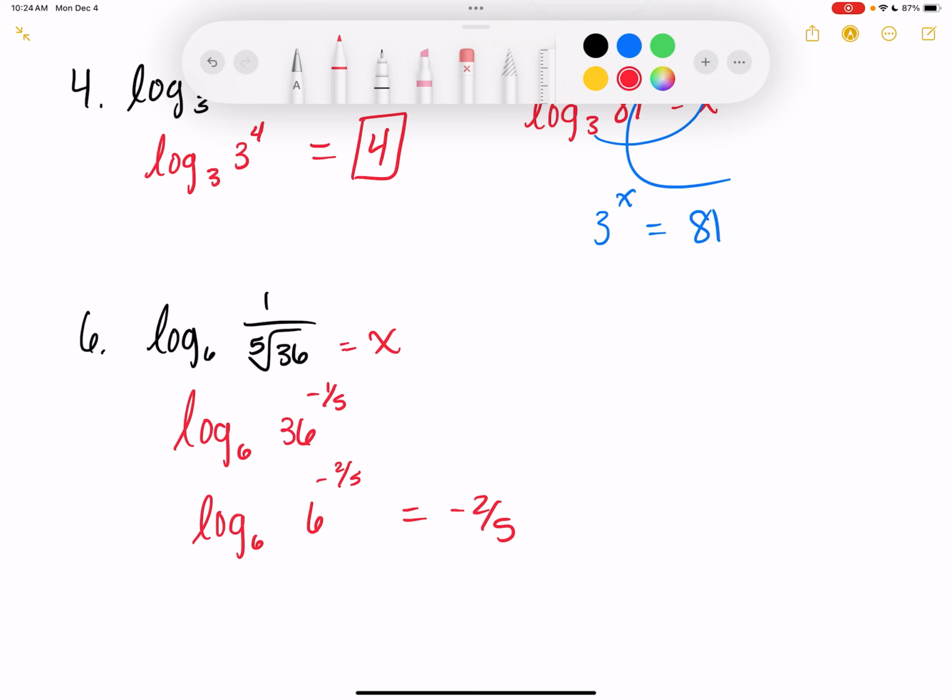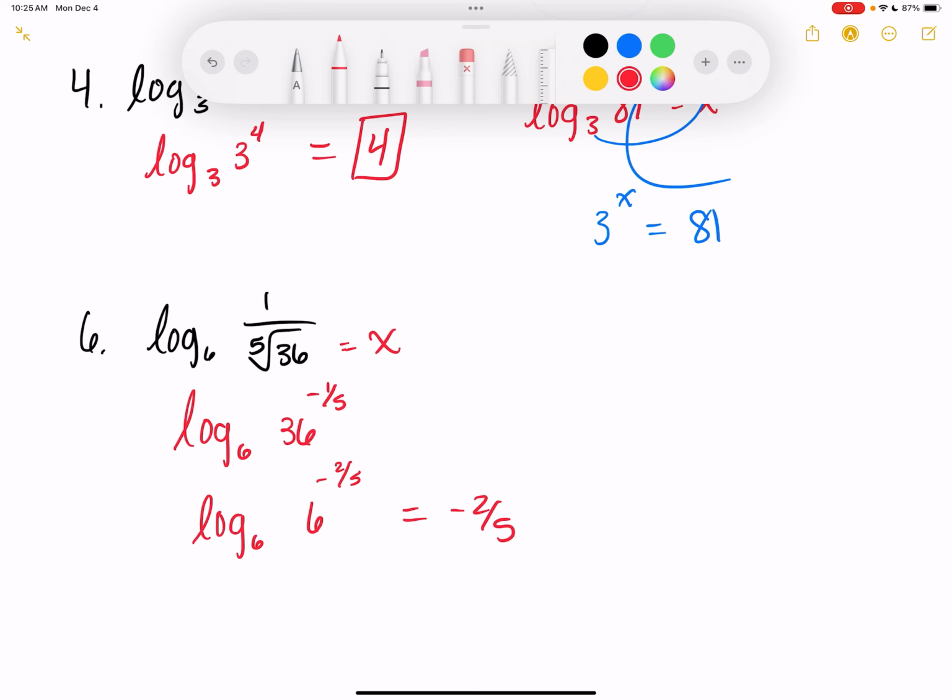We have a property that says if you have a log base b of some number raised to a power, we take that power and we throw it out front. So basically we're taking that negative 2/5 and we're throwing it out front, and log base 6 of 6 would be equal to 1. Because 6 to what power is equal to 6? It would be raised to the first, which is where that comes from.